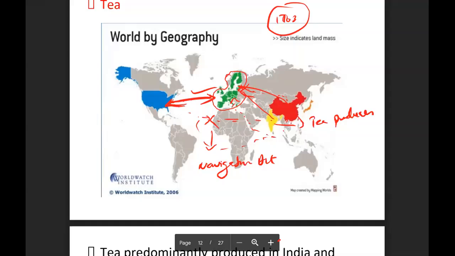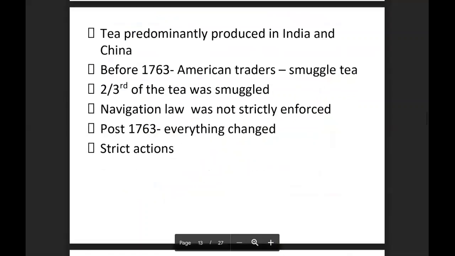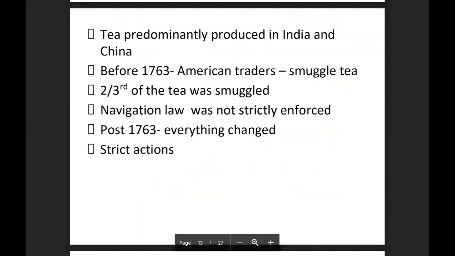From Southeast Asia, tea will come to Europe. From Europe, it will go to North America. Traders will buy the tea from non-British traders and smuggle the goods to North America, so they did not have to pay the taxes. Since they don't have to pay the taxes, it was profitable for American traders to do the tea business. That was the condition. We'll see the data in the next slide. Tea was predominantly produced in India and China.